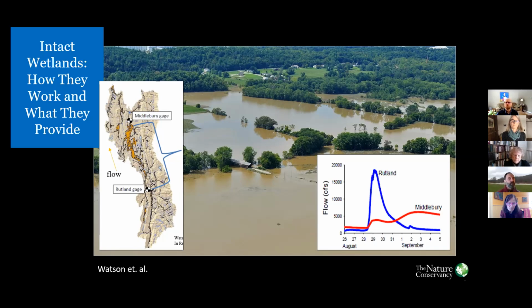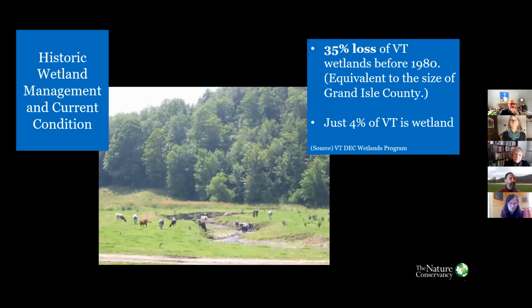But what the hydrograph here shows from the Irene floods is that approximately half of the flow that went through Rutland did not pass through Middlebury at the same time. The peak is about half of what it was in Rutland. And so where did all that water go? And the answer is that water went into the floodplains and the wetlands surrounding Otter Creek. So this is just an example of how wetlands can provide significant flood mitigation benefits.